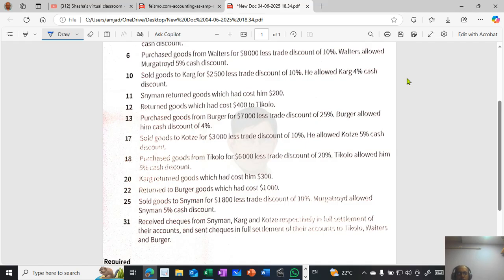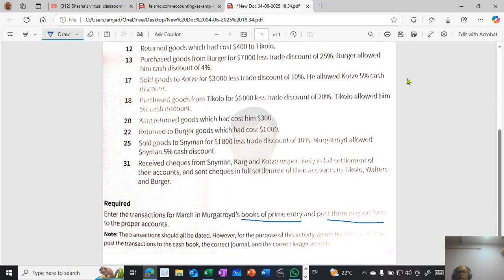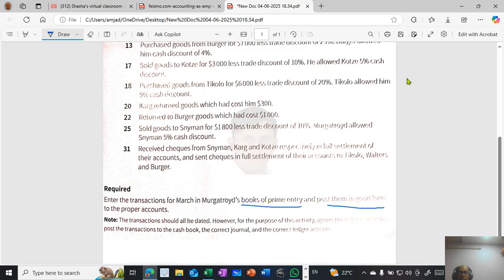So then, enter the transactions for March in Mukotai's books of payment and post them in good form to the proper account. The transactions should be dated, however, for the purpose of activity, ignore the dates and post the transactions to the correct books, the correct journal, and the correct ledger accounts.